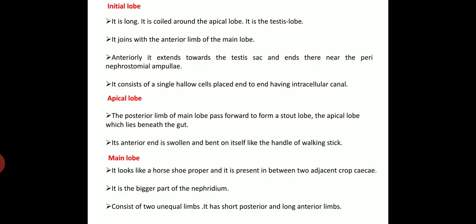Next is the main lobe, which looks like a horseshoe, and it is present just between two adjacent crop caecae. It is the bigger part of the nephridium, which consists of two unequal limbs. It has a short posterior limb and a long anterior limb.